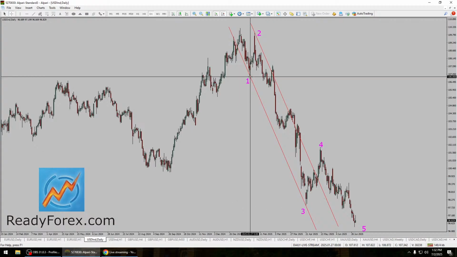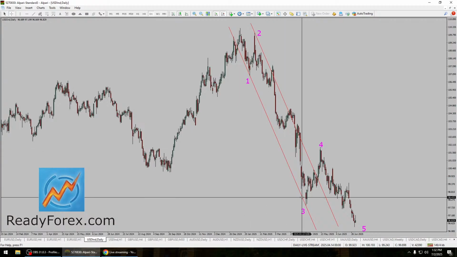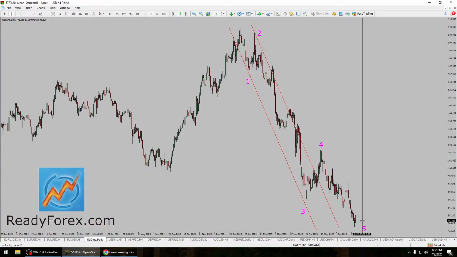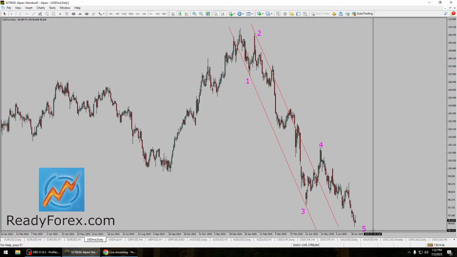This looks like to me we got this as 2, 3, 4, and bearish wave 5 to the downside. So wave 5 looks incomplete, and I expect further weakness in price action of United States dollar index. Okay, the way I see, markets probably going to drop more.